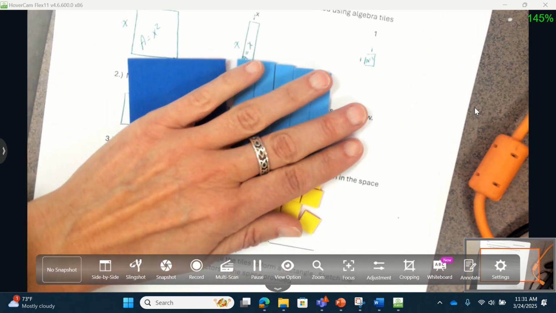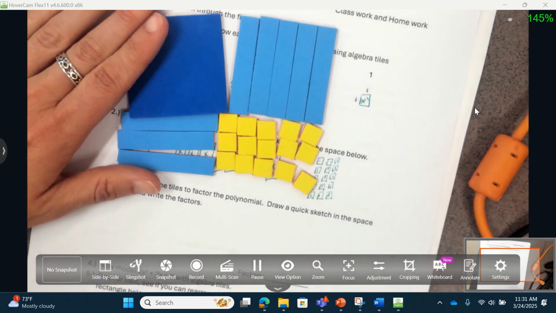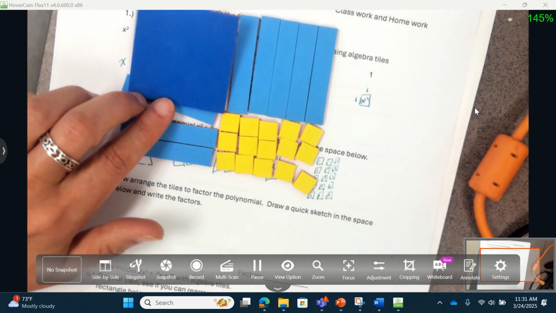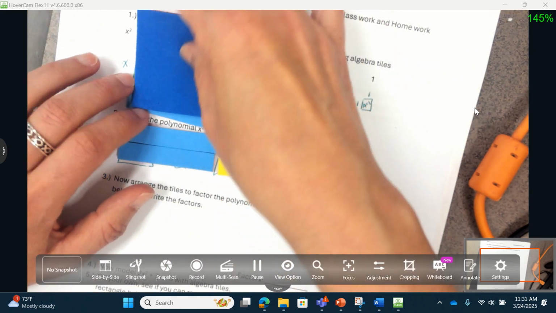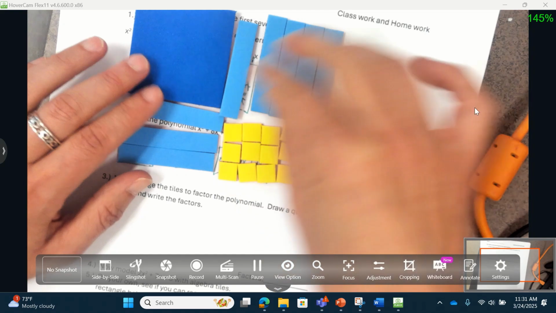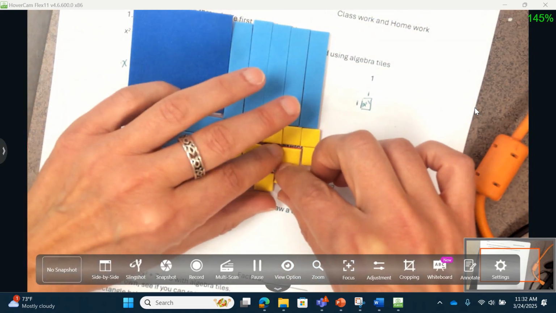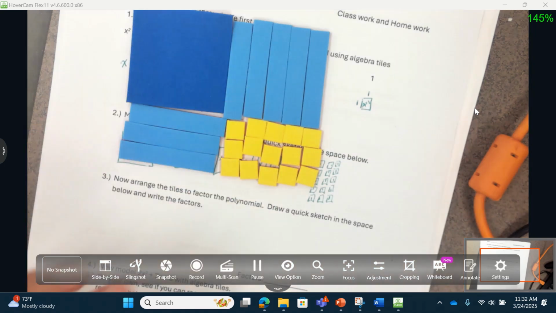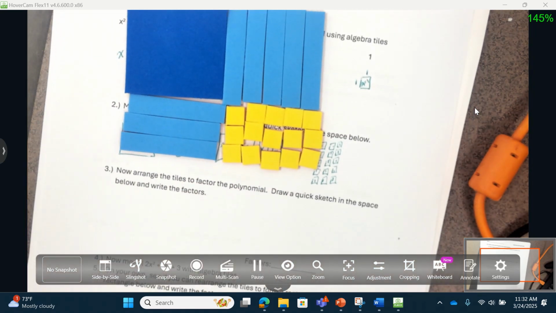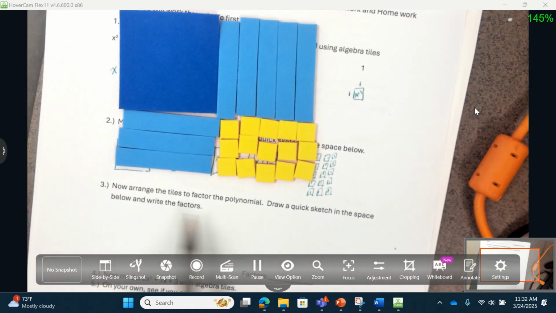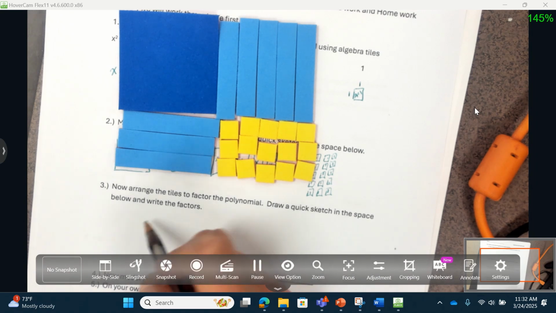What you're going to do on your sheet of paper is draw a quick sketch. Again, we're not going for bust-out-your-ruler accuracy, but we want to do enough of this sketch so that it becomes evident that we have done the factoring. So arrange the tiles to factor the polynomial, draw a quick sketch in the space below, and write the factors.